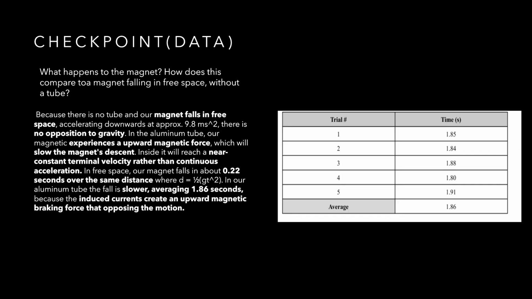In free space, our magnet falls in about 0.22 seconds over the same distance, where d is equal to 1/2 g t squared. In our aluminum foil tube, the fall is slower, averaging about 1.86 seconds, because the induced current creates an upwards magnetic braking force that opposes the motion caused by gravity.